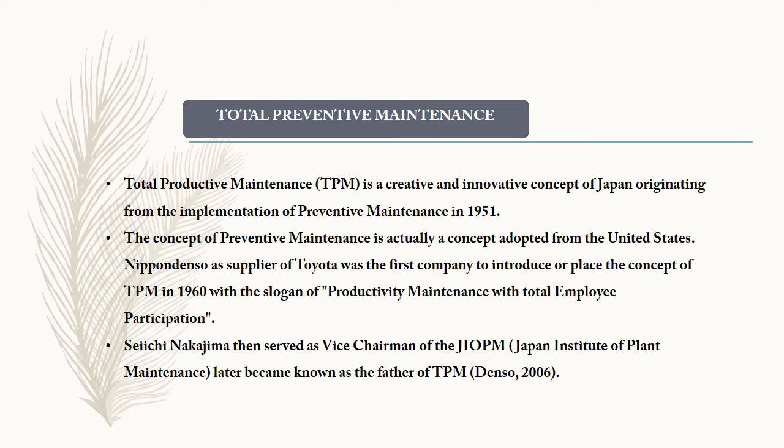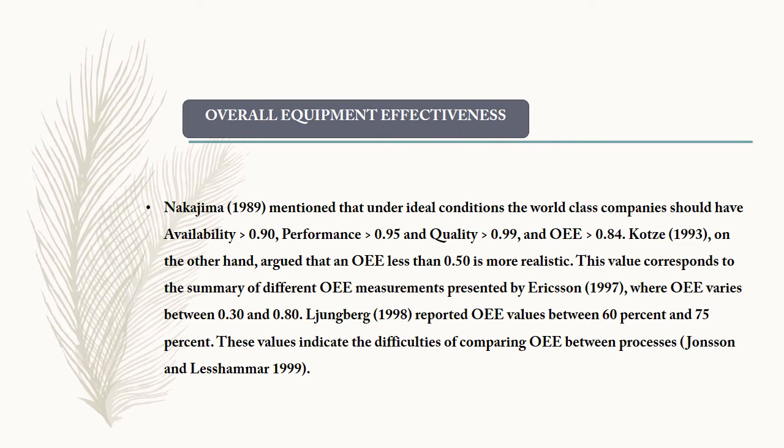Seiichi Nakajima, then vice chairman of the Japan Institute of Plant Maintenance, later became known as the father of TPM. Nakajima mentioned that under ideal conditions, a world-class company should have availability more than 90%, performance more than 95%, and quality more than 99%, so OEE is more than 84%. Coates in 1983, on the other hand, argued that an OEE of less than 50% is more realistic.